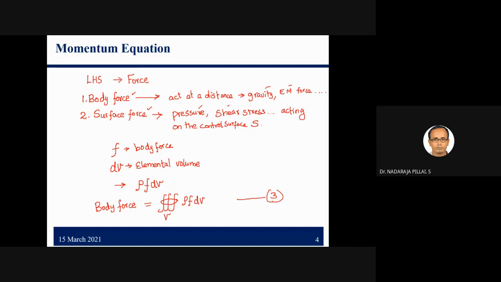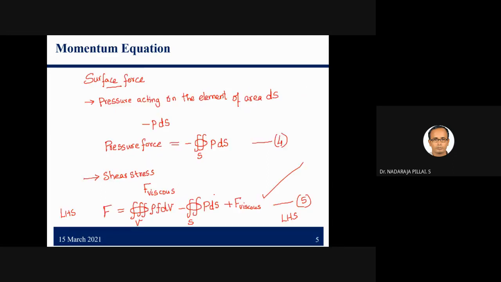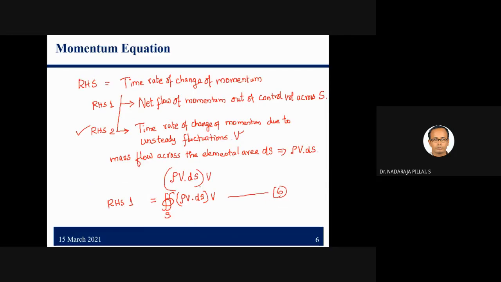So we consider f as the body force and dV as the elemental volume. We take the body force as the triple integral of ρf dV over the whole volume, and the pressure force is p into dS, pressure times area, where S is the surface, and we consider it for the whole surface. Then the left-hand side of the equation can be written as F equal to body force, pressure force, and viscous force.